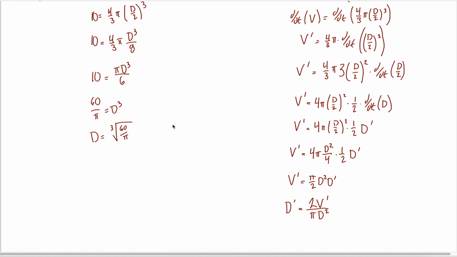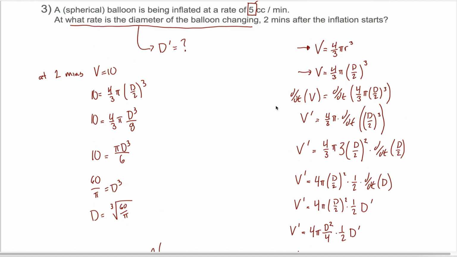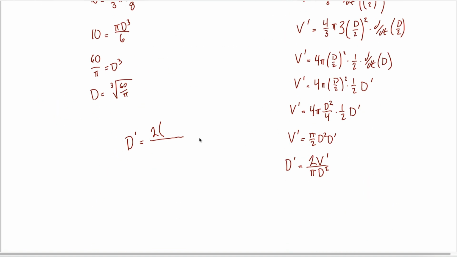The key thing now is I have all the information I need to figure out my answer. Remember, d prime is equal to 2v prime divided by pi d squared. So I have 2 times whatever v prime is equal to. Remember, that was given in the problem to be equal to 5, divided by pi times d, which is this expression, the cube root of 60 over pi, squared.